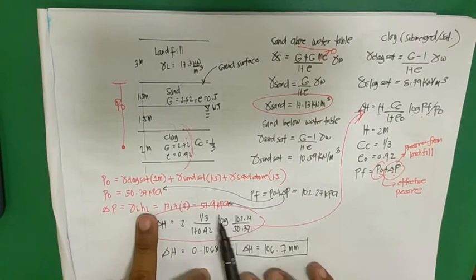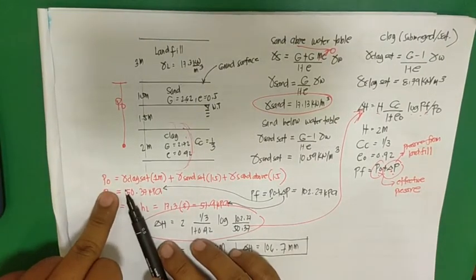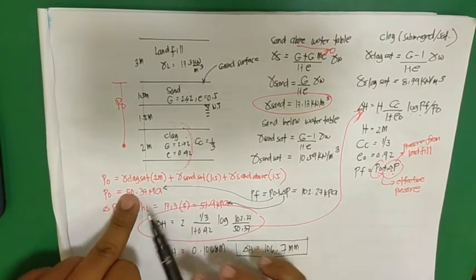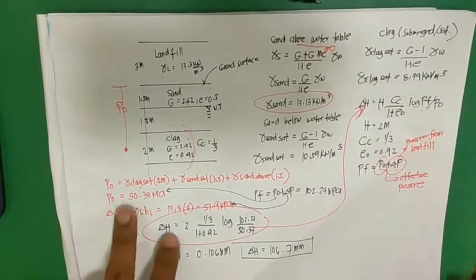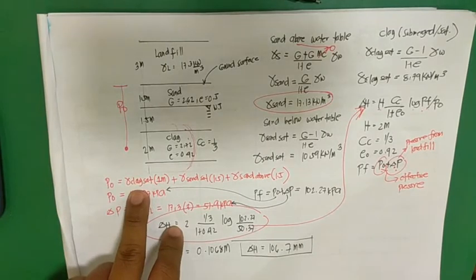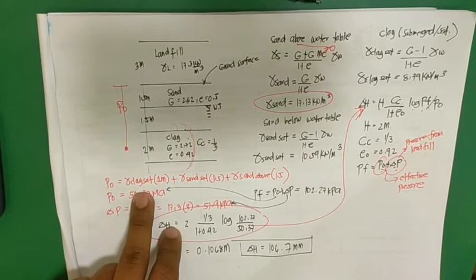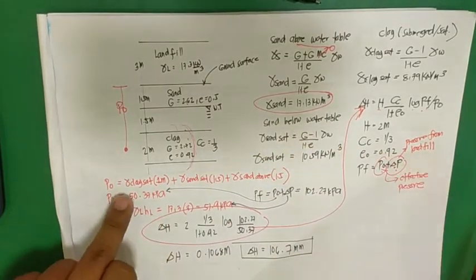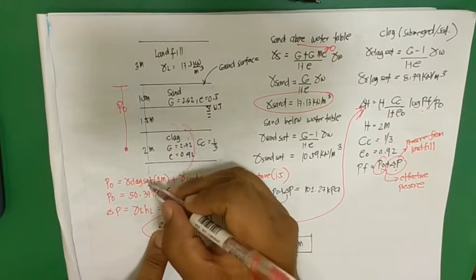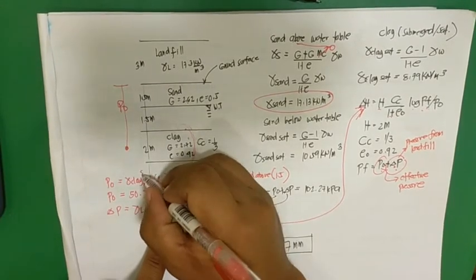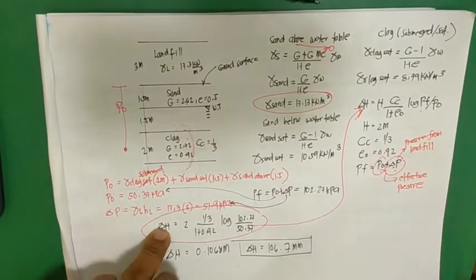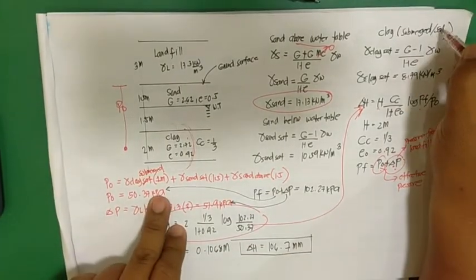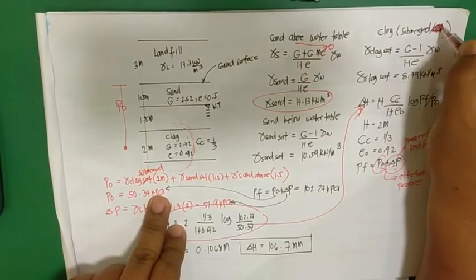So here, PO, this is not gamma clay sat, sorry. There is a little bit of a mistake here. This should be gamma clay submerged. Right? Submerged. Okay? This is wrong. Submerged and saturated are not the same.